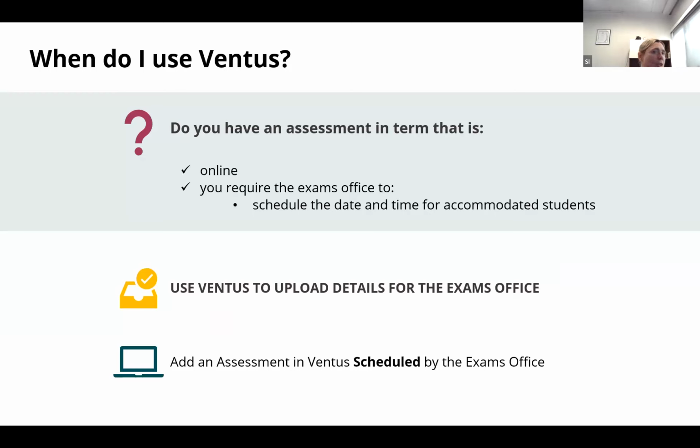The next type is, do you have an assessment in term that is online, and you require the exams office to schedule the date and time for accommodated students? If you can answer yes to these, you use Ventus to upload the details for the exams office. So what you're doing in Ventus is you're uploading the details of your actual scheduled exam, which is for the rest of the students in your class, and then they will find times for your accommodated students that meet their accommodations. In this case, you're going to add an assessment in Ventus scheduled by the exams office.